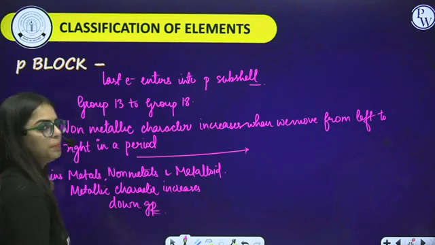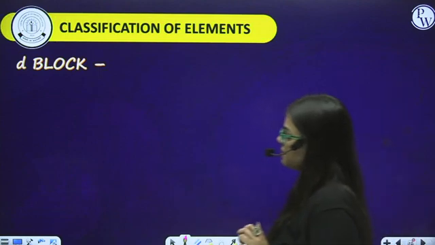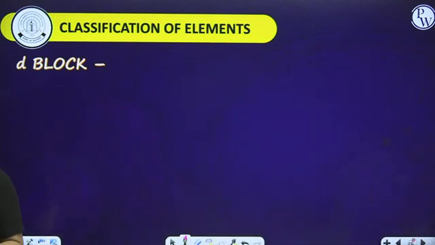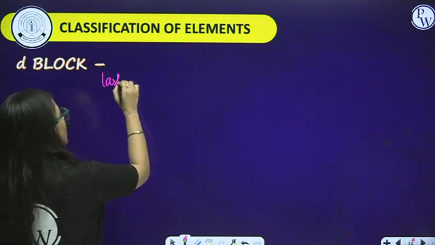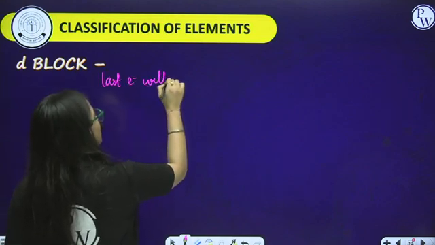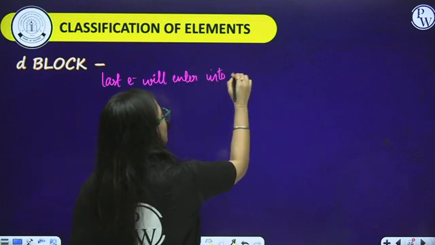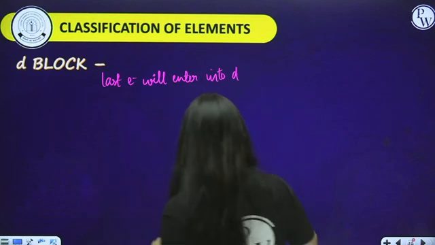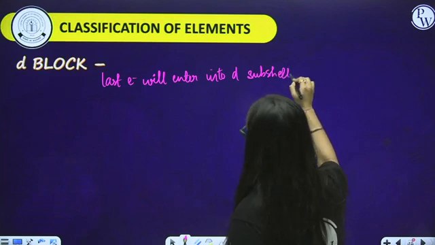This was about P block elements. Let us discuss the D block elements now. If I talk about the case of D block elements, the last electron will enter into the D subshell, or D orbital, you can even mention it over here.